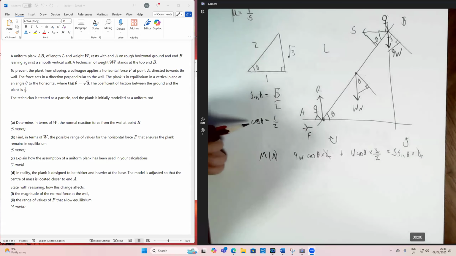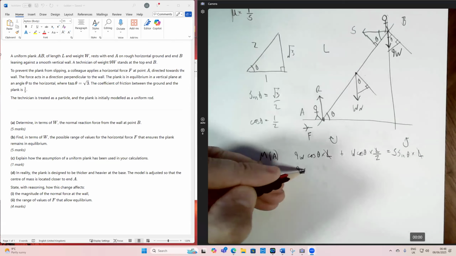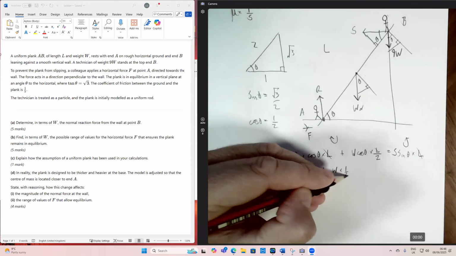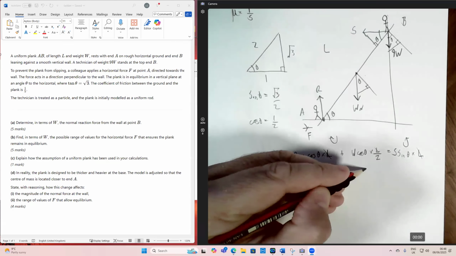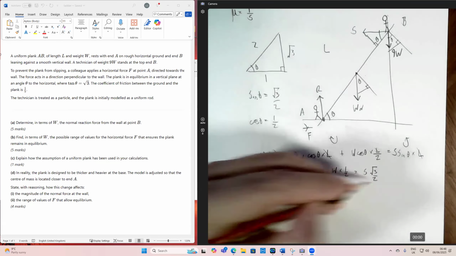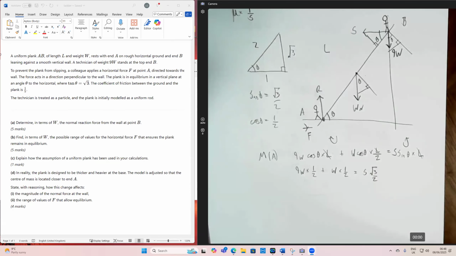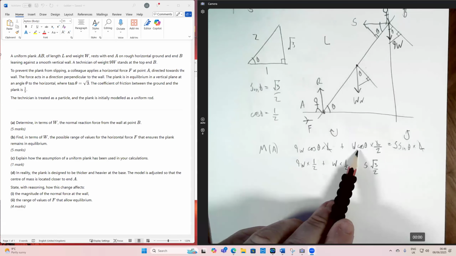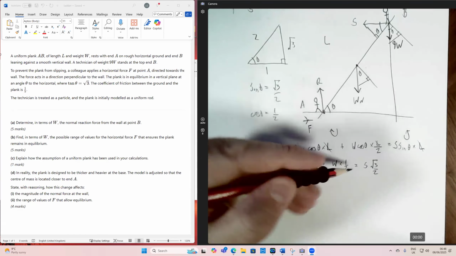We also know that cos theta is a half, so we're going to have 9W times by a half plus W times by a half is equal to S times by root 3 over 2, because sine theta is root 3 over 2. So we can now combine these two together and see what we get. Let's just quickly see that everything's looking good there. Yes, so we've got L over 2 here.